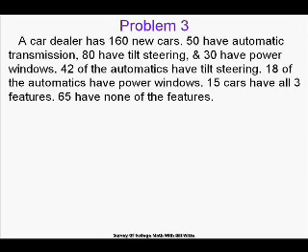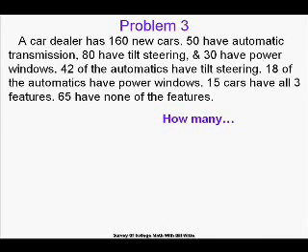So, let's see. We've got 160 new cars. 50 have automatic transmission. 80 have tilt steering. 30 have power windows. 42 have automatic transmission and tilt steering. 18 of the automatics have power windows. 15 cars have all three features. 65 have none of the features.